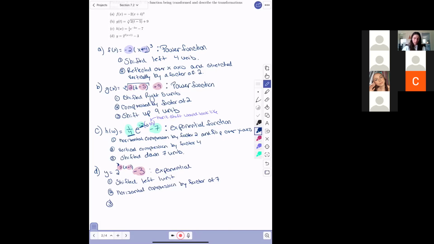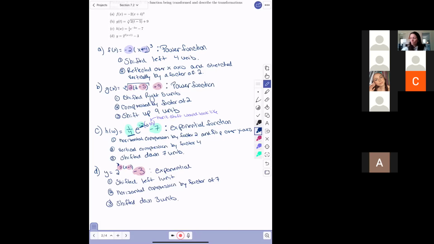Lastly, do we have any shifting happening vertically? Just down 3 units. Good. All right, any questions on this page?